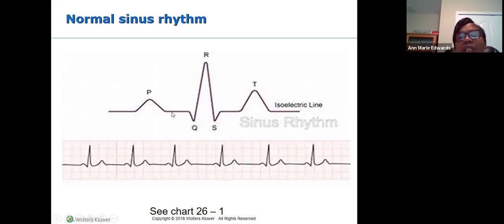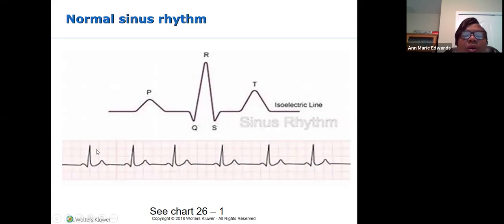On the line, you'll usually have your PR, and you have your ST on the line, okay? And below the line, you have your Q wave and your S wave, okay?